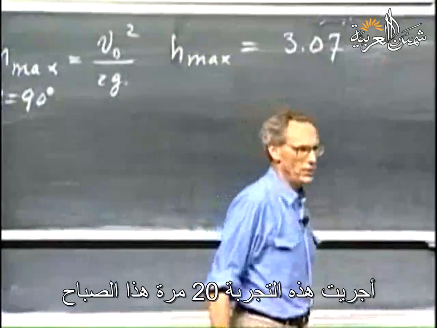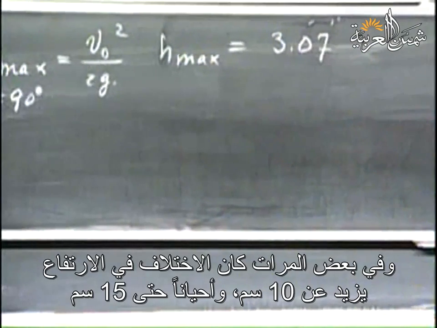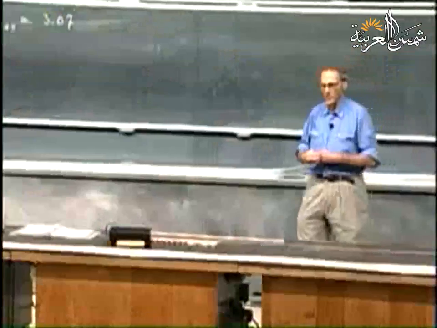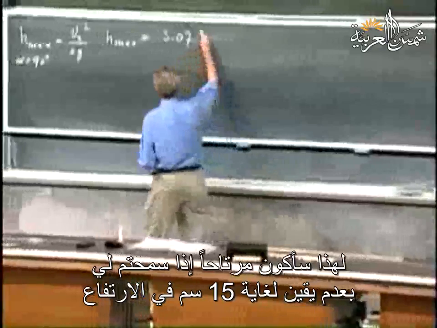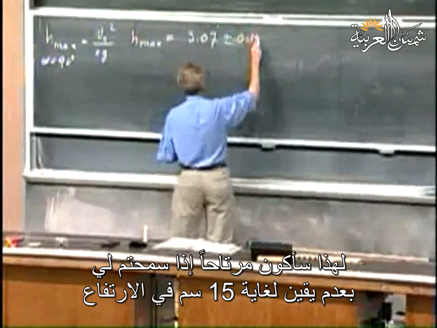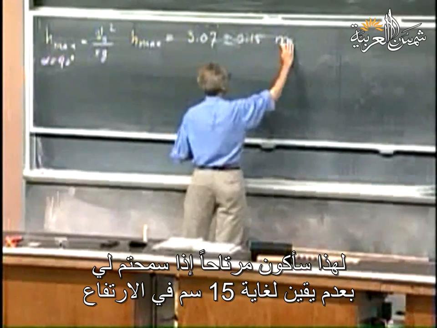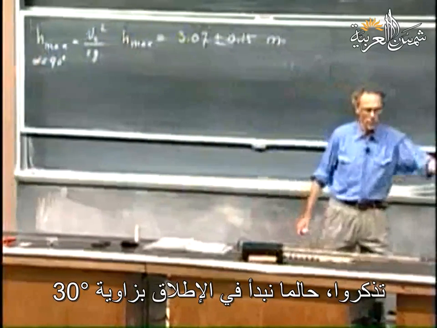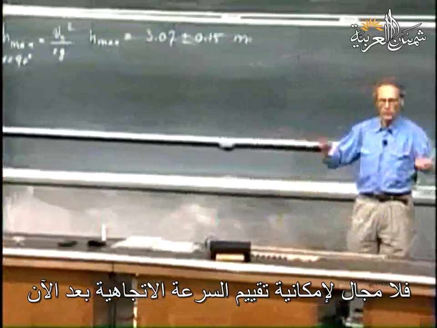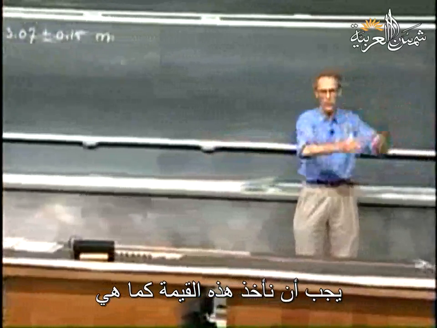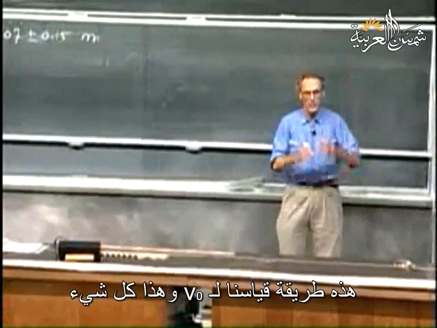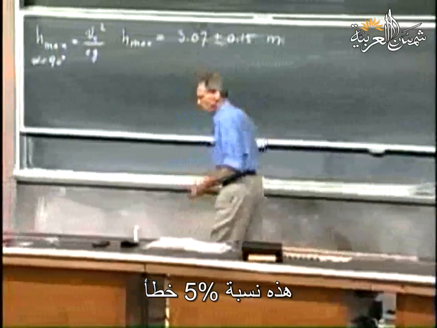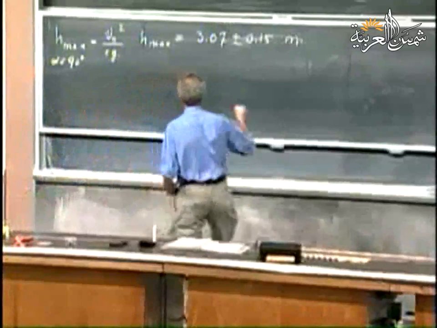I have done this morning 20 times. And there were times that the height differed by more than 10 centimeters, sometimes even 15 centimeters. I therefore would feel most comfortable if you allow me an uncertainty of 15 centimeters in that height. Remember, once we start shooting at 30 degrees, there's no way that we can evaluate the velocity anymore. We have to just take this value at face value. This is the way we've measured V0, and that's it. This is a 5% error.